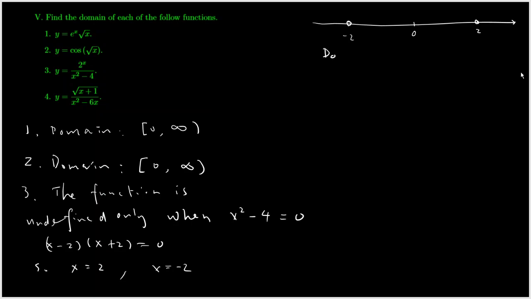The domain of the function for question number 3. These two numbers will divide the number line into 3 subintervals, so that makes sense? To the left of negative 2, in between negative 2 and positive 2, and to the right of positive 2. You just write the union of the intervals. I hope it makes sense.